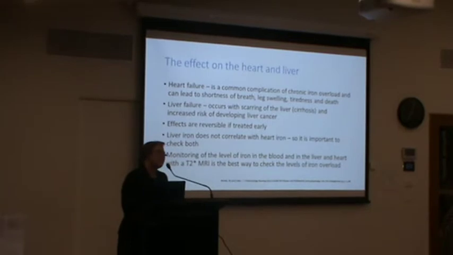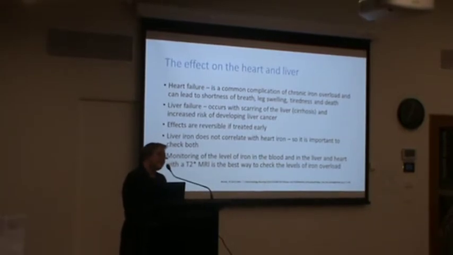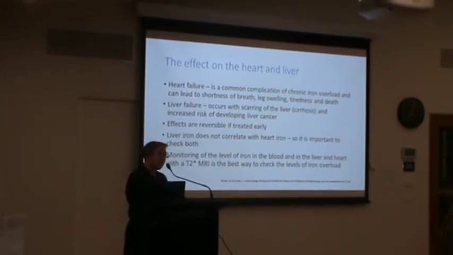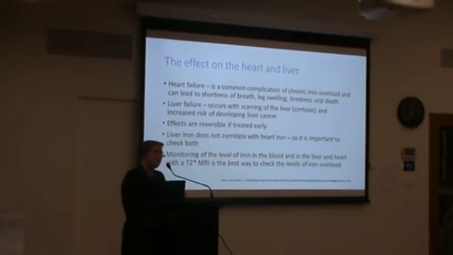Yeah, so what we're testing for, first of all, is where the iron is. We're doing a blood test to look at how much iron there is in the bloodstream, and that gives us an idea of how much iron is stored in the body. But then the MRI scans of the heart and the liver give us a really good picture of how much iron is deposited in the heart and the liver.